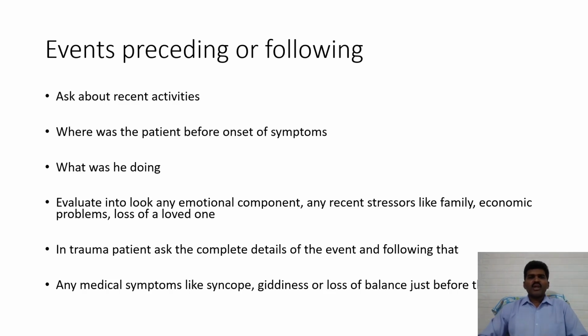Events preceding and following have to be asked. Ask about any recent activities. Where was the patient before the onset of symptoms? What was he doing? Evaluate it into any emotional component associated with the present complaints. Any recent stressors like family, economic problems, loss of a loved one, which can precipitate an MI, or the patient might mimic MI symptoms. So this history becomes very important when you are taking history on a patient who has presented with MI-like symptoms.